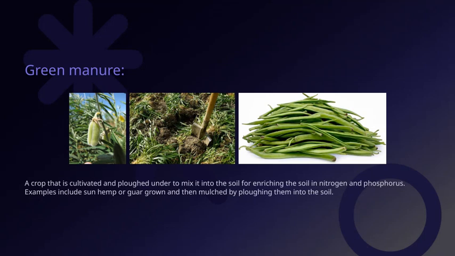Green manure is a fascinating technique in sustainable farming. It involves growing a crop specifically to be plowed back into the soil. The main goal here is to enrich the soil naturally, especially in nutrients like nitrogen and phosphorus, which are essential for healthy plant growth.